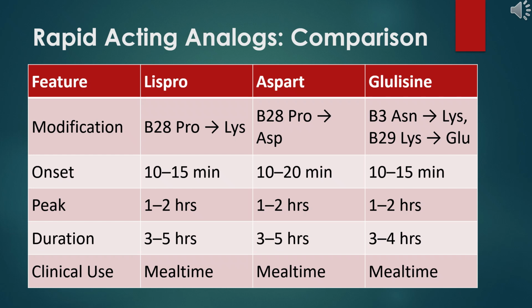Now, rapid-acting insulin comparison. The three main rapid-acting analogues are Lispro, Aspart, and Glulisine. They differ slightly in their molecular changes. For example, in Lispro, in the beta chain, on the 28th position, proline is replaced by lysine. Similarly, in Aspart, on the beta 28th position, proline is replaced by aspartic acid.